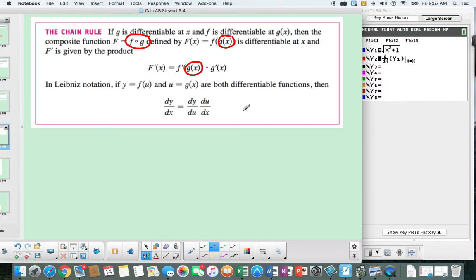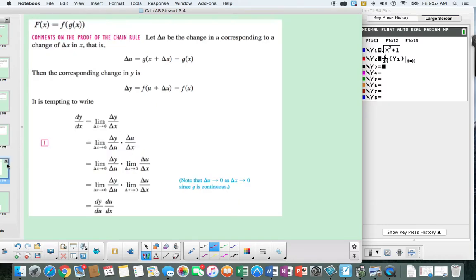That's what the rule looks like. In Leibniz notation, it looks something like this: dy/du, where u is the inner function, times the derivative of the inner function, du/dx.